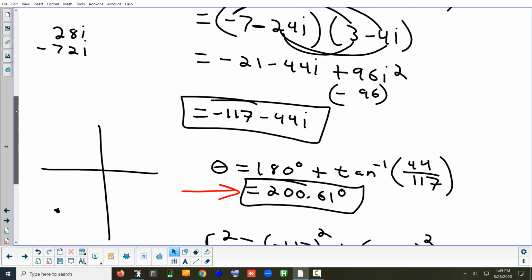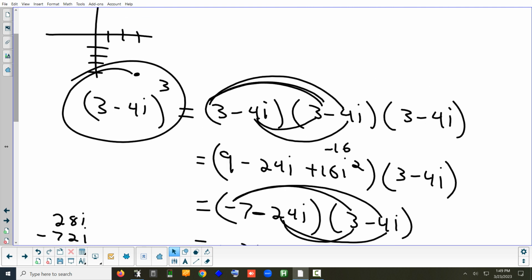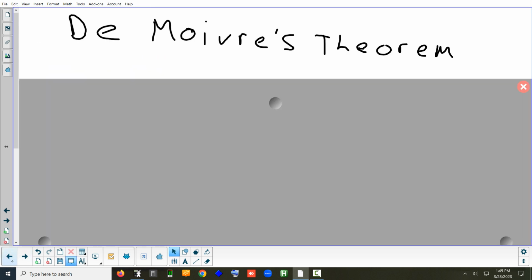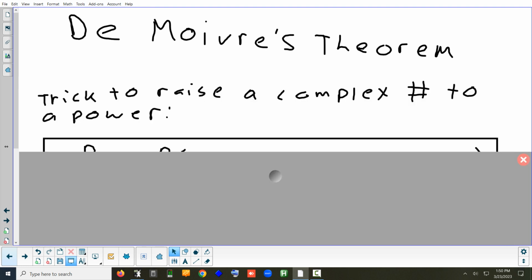So let's learn a better way to cube the number 3 minus 4i. And it's going to involve not using the 3 minus 4i, but it's going to use the trig form instead. And that formula that we're going to learn to take a number and raise it to a power is called de Moivre's theorem. It's one of the 3 things we're going to look at today: raising to a power, multiplying, and dividing. You can do them in any order. They don't build on each other. They're all pretty simple.